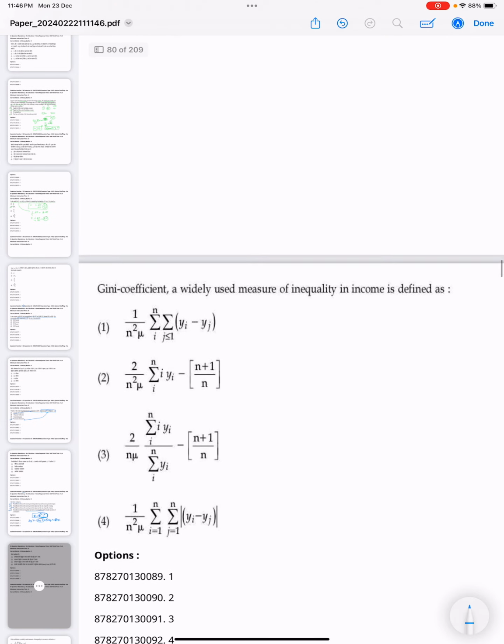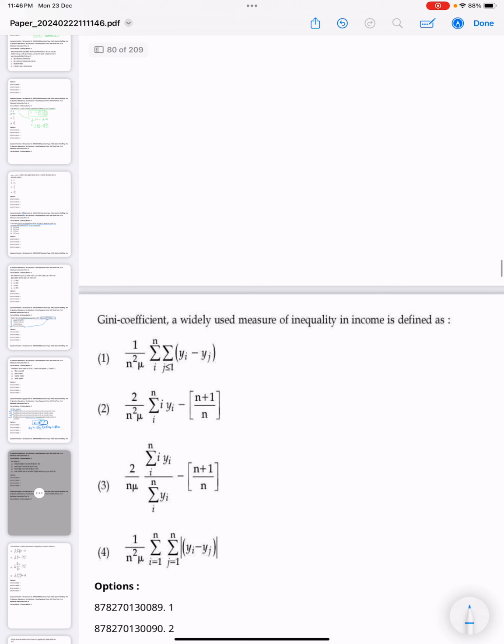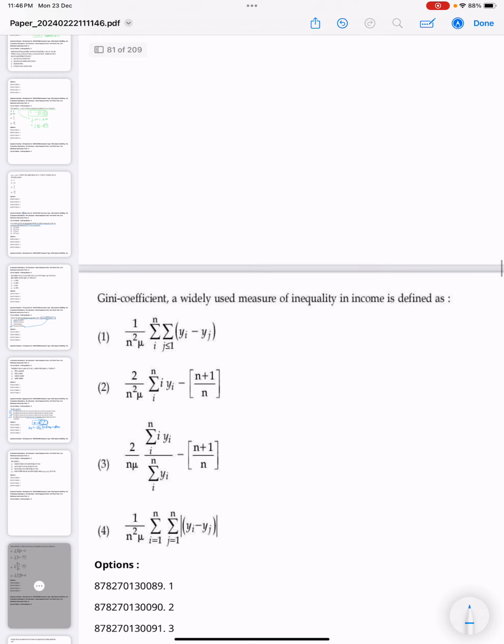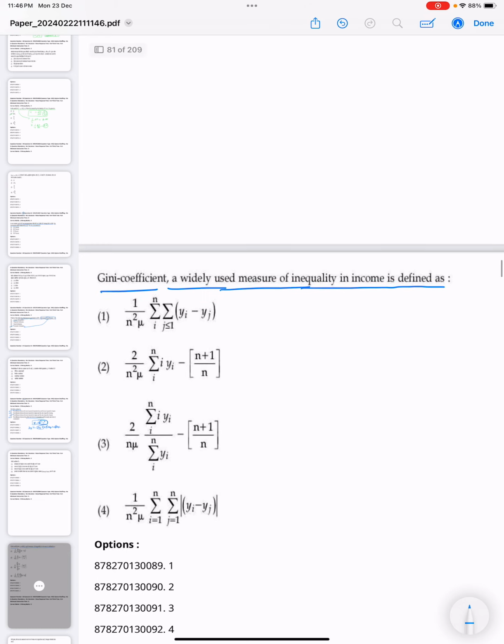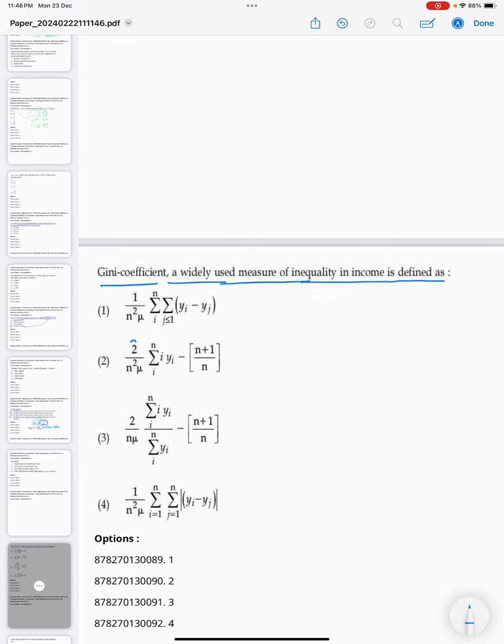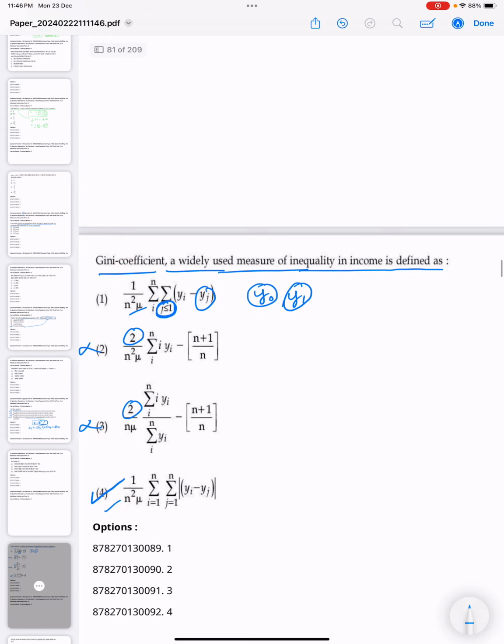Okay, now coming to 63rd question. So Gini coefficient, a widely used measure of inequality in income, is defined as, okay, I'm not sure about the formula, but I remember this 2 is not there. So I'll guess between this and this. And this J less than or equal to 1 doesn't make sense, because we would have y0 and y1 only, so this would be removed. So I'll go with 4.